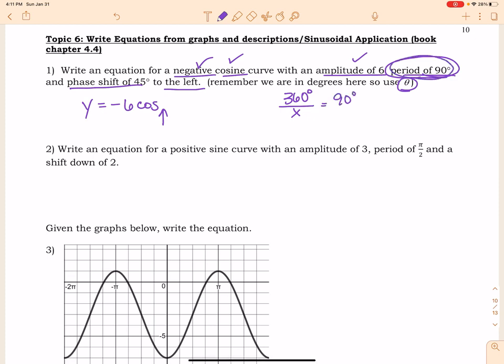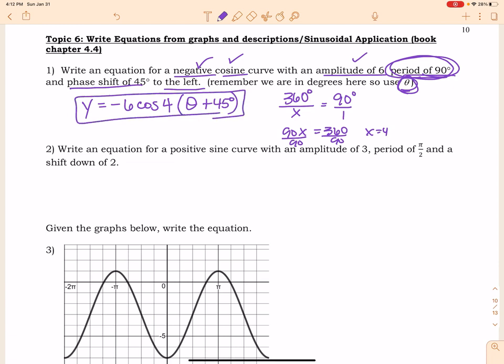So we have an equation here. So we are going to solve this for x. So when I cross multiply, I get 90x equals 360. I divide by 90, and x equals 4. So that's what goes into my equation right here. And then I've got a phase shift, so that means parentheses. I'm using theta. Theta is plus 45 because it's left 45 degrees. See, not horrible at all.